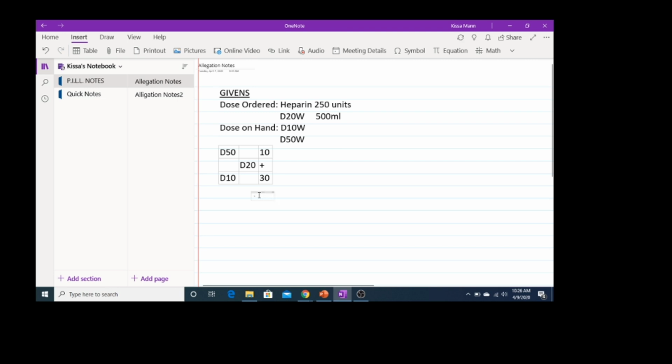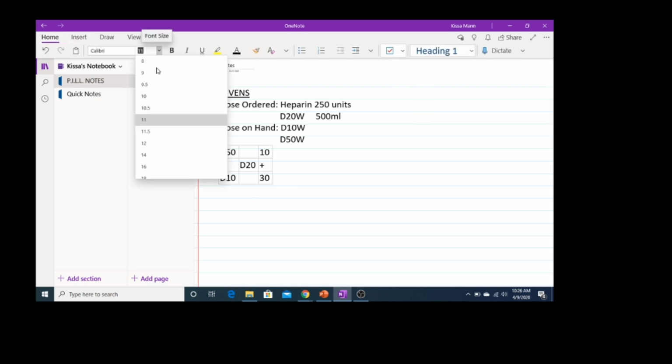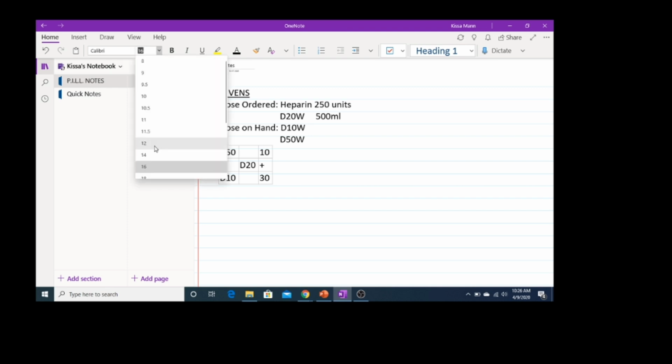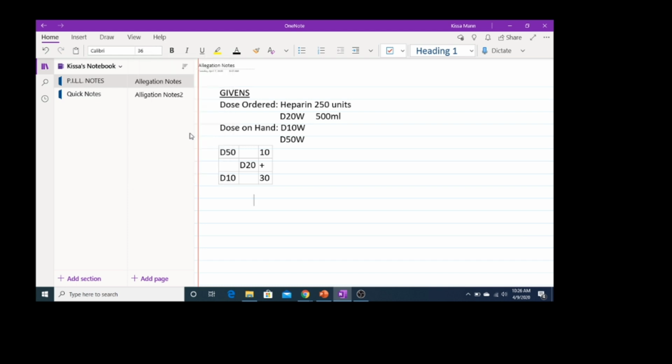I think this is going to come out real tiny. Let's see. Oh, I need it bigger. Equals 40.